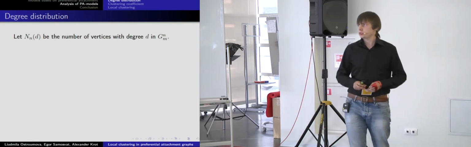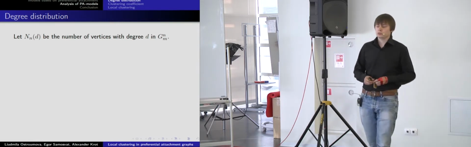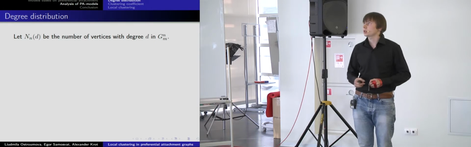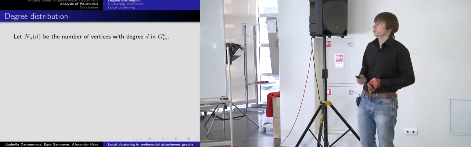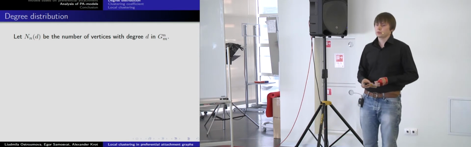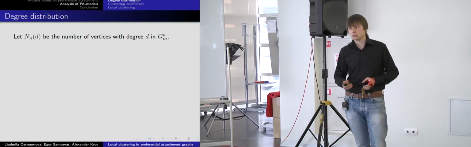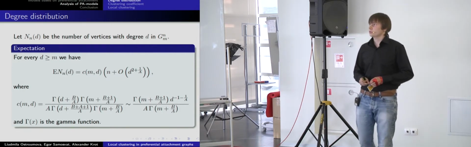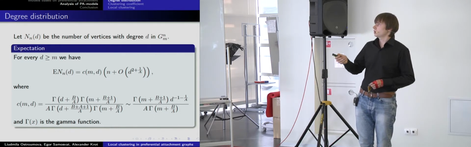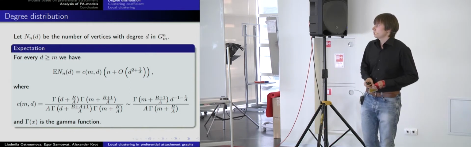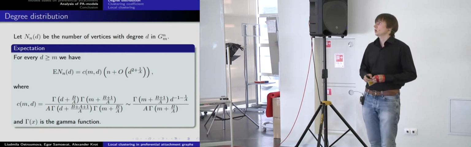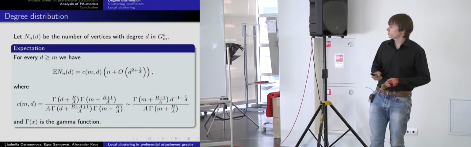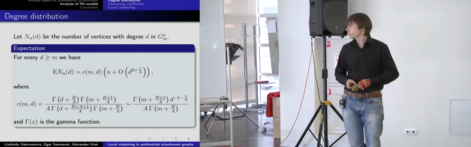Now I want to present some theoretical analysis, and as usual, I'd like to start with the number of vertices of degree D. So we have expectation and concentration. Now about expectation, it's quite clear. We have such an expectation of N sub n of D, and as you can see, it's linear in n, and we have the power law degree distribution with parameter equal to 1 plus 1 over alpha.